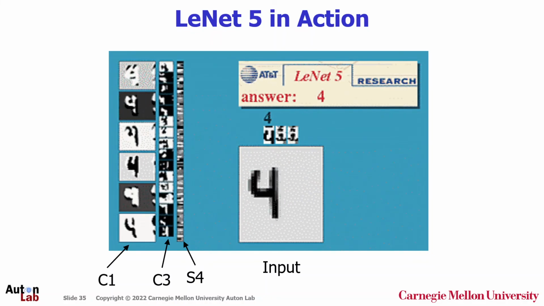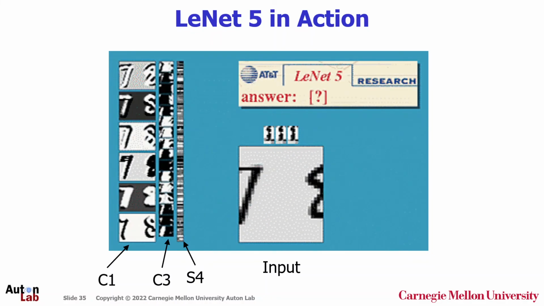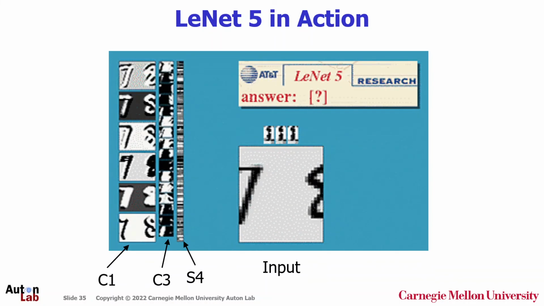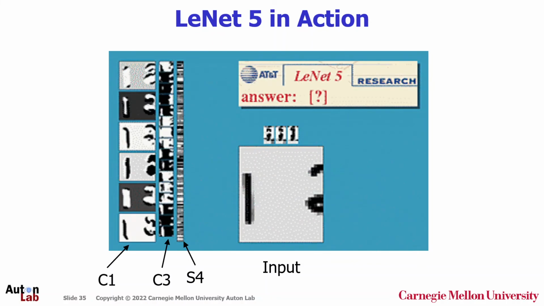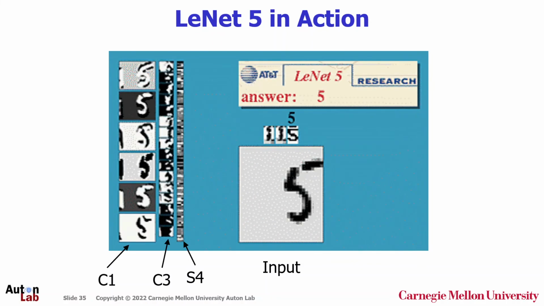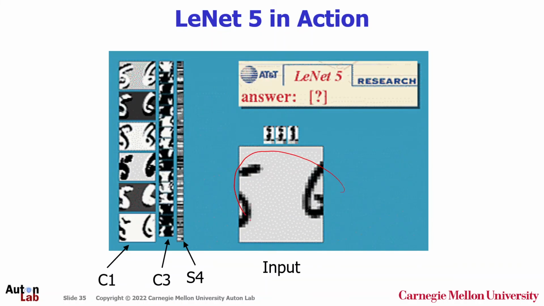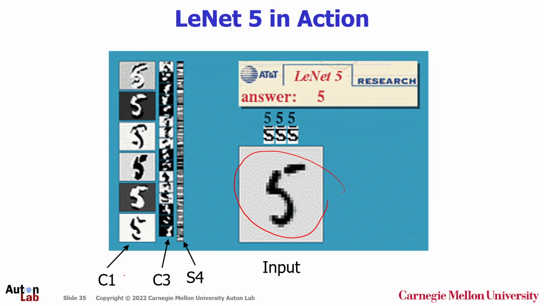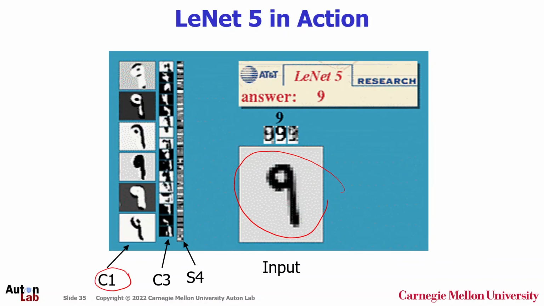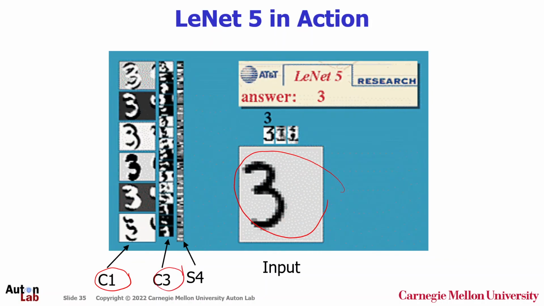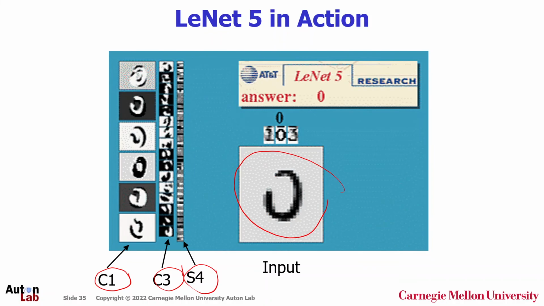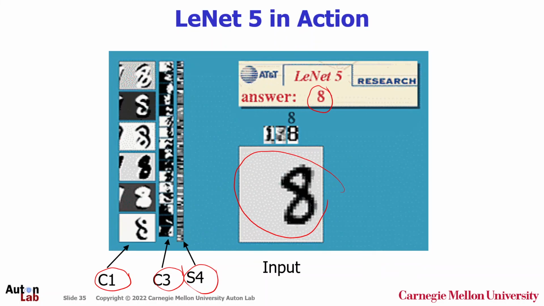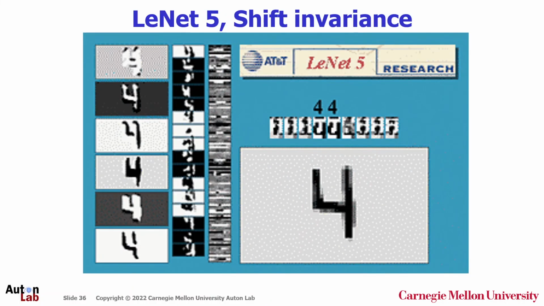Here I'm showing this LeNet neural network in action. This network is slightly different from what we discussed, but the most important components and layers are the same. These are the input images that the neural network is trying to process. Here I'm visualizing the activations on the layers C1, C3, and S4. The prediction of the neural network is shown here. As you can see, the network works pretty well.